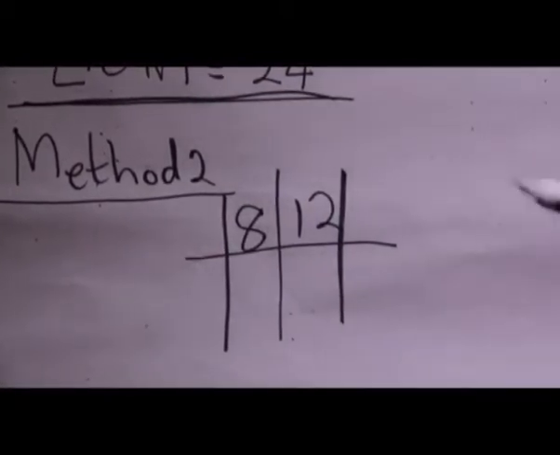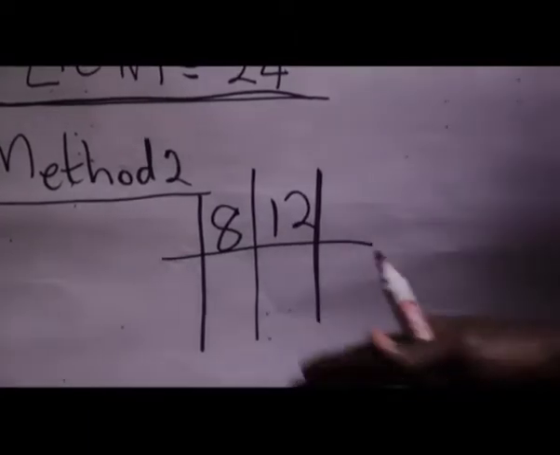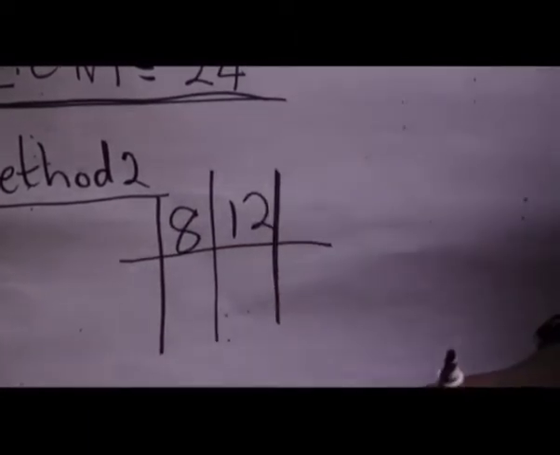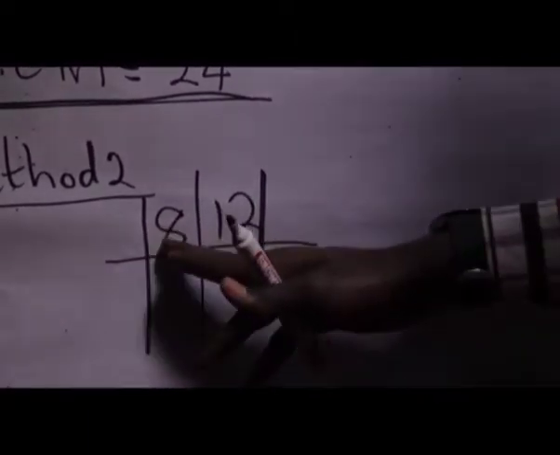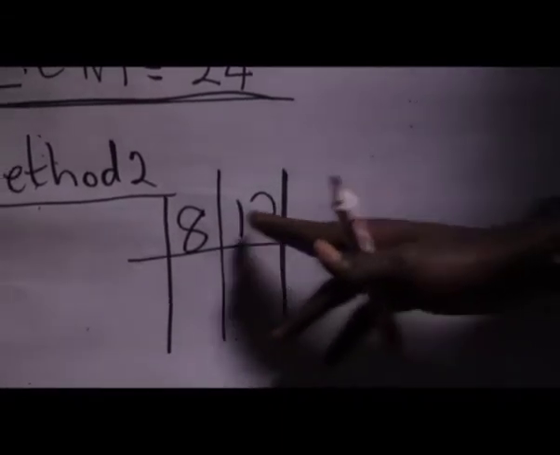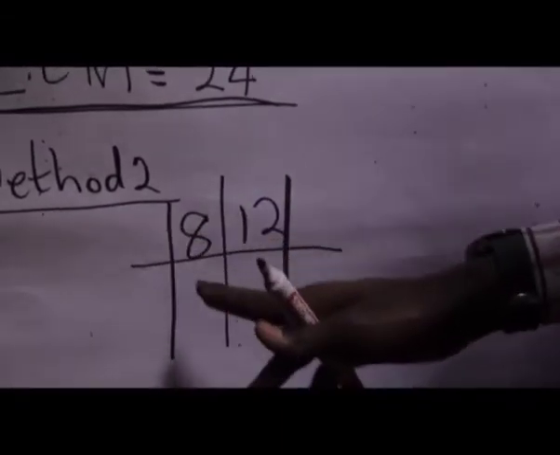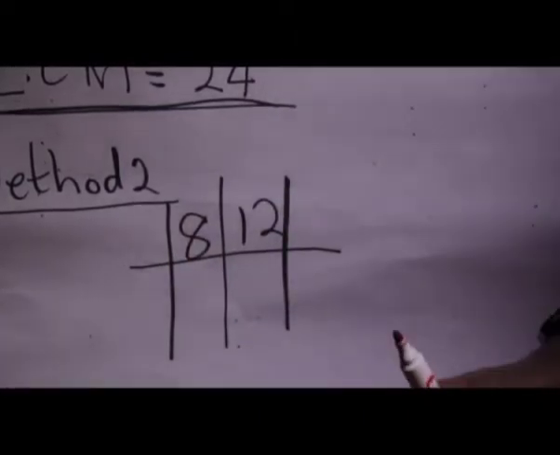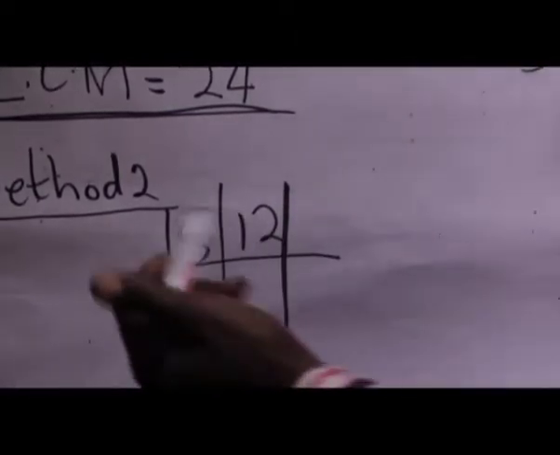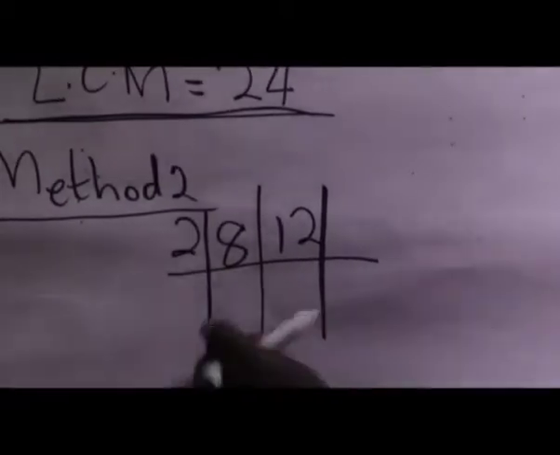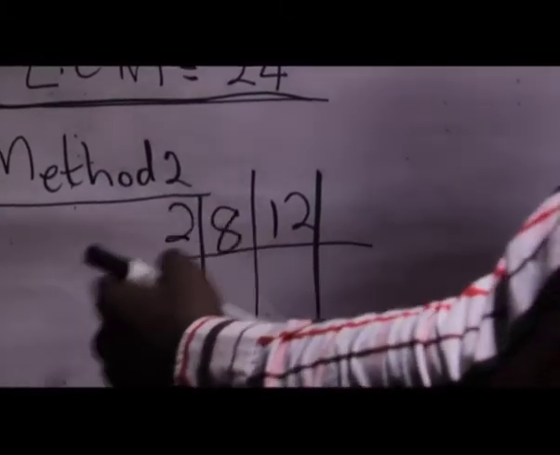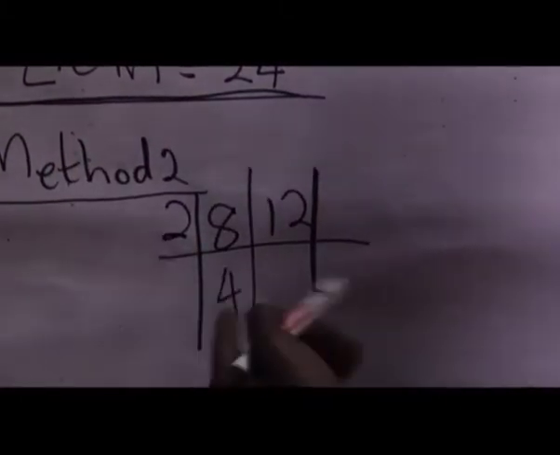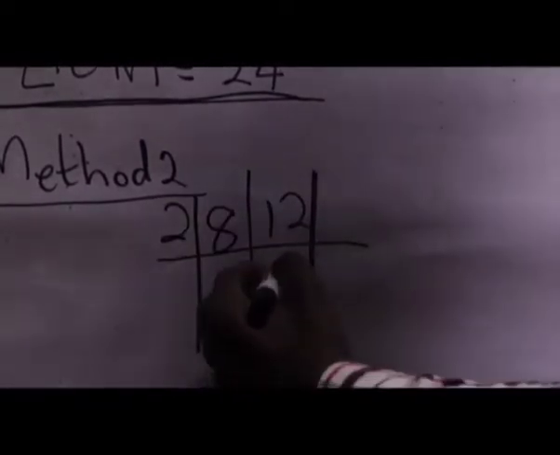So my first prime factor in this case is going to be 2. Does 2 divide 8? The answer is yes. So since it divides 8, even if it does not divide 12, I can still use it, because the prime factor you're using in that case must divide at least one of them. So I have my 2. 8 divided by 2 gives me 4. 12 divided by 2 gives me 6.